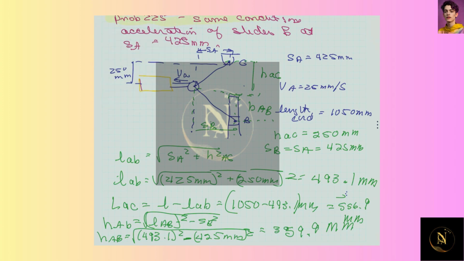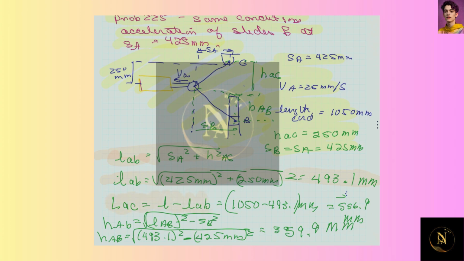So problem 225, same conditions, and we're asked to find the acceleration of slider B at 425 millimeters. I've written all of the information that I know right here, and I've drawn a less than gorgeous diagram here. And actually, I had calculated some of this. Here we found our length of AB, and there's how to do it and what I got. And I actually went to 2 decimals a little later than this.